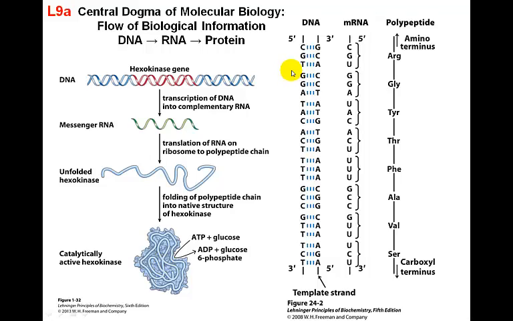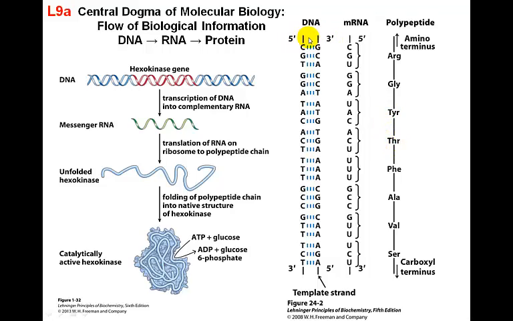One of the terminologies we're using here is something called collinearity. And collinearity means that we have a coding sequence on DNA, and the coding sequence on DNA corresponds to the coding sequence on an mRNA, which corresponds to the amino acid sequence that we get upon translation.